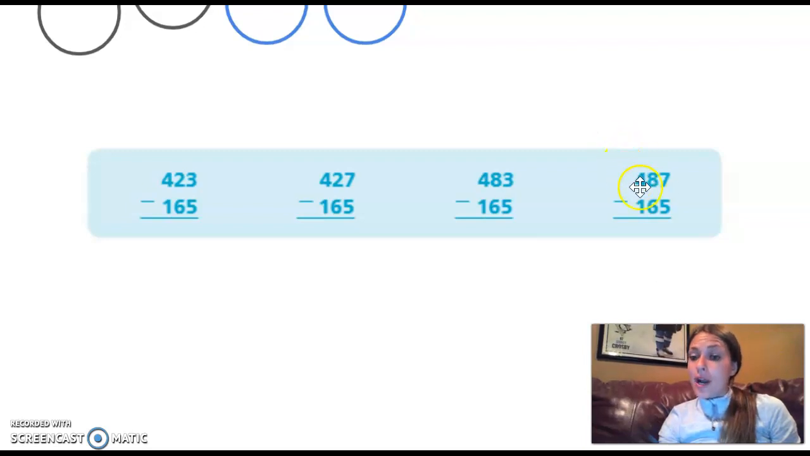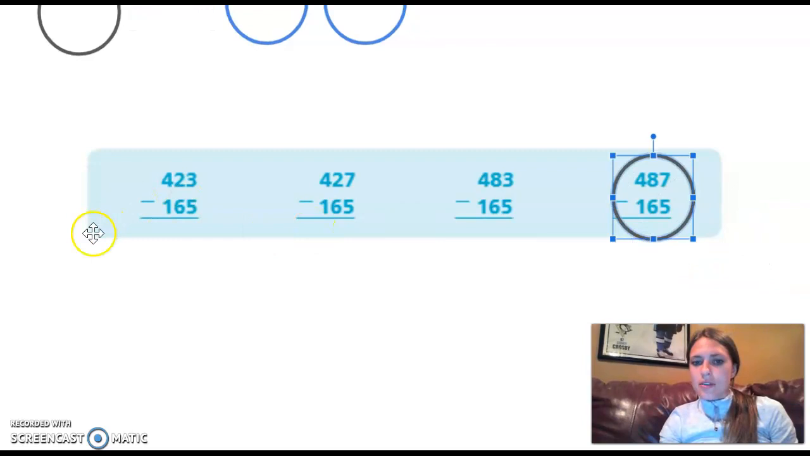So the top number has enough ones and has enough tens to subtract from the ones and the tens in the bottom number. So there's enough ones and tens in the top number to subtract the ones and tens in the bottom number. Okay, so that's why you don't have to ungroup. Okay, so I'm going to put a circle around that one.